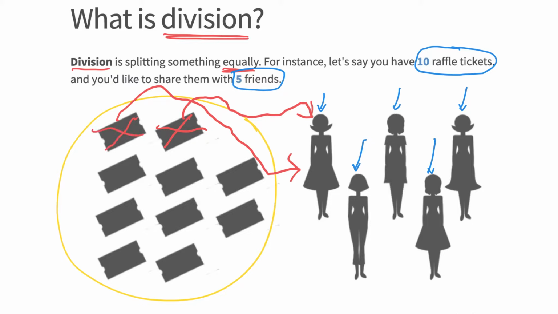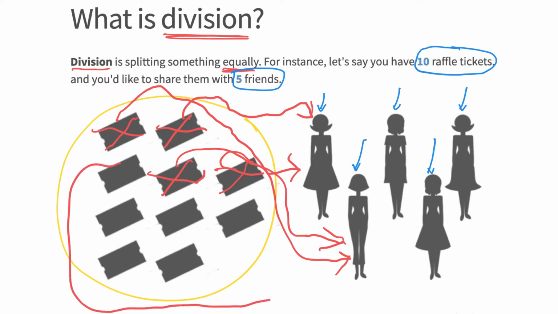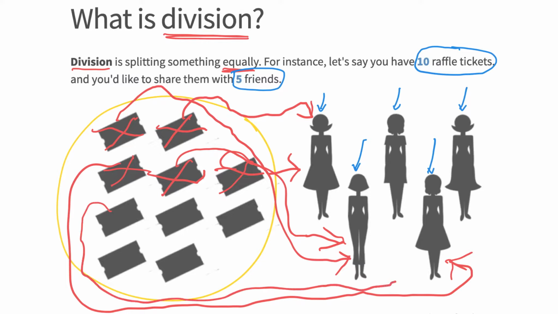Okay, so you gave that friend how many tickets? 2. Okay. What about the other friends? Good. The other friend is also going to get 2 tickets. We're going to see if that's enough for all 5 friends, right? Do you think we're going to have any left over? No. Why not? Because there's 10 raffle tickets and there's 5 people. So they can each get 2 because you could just do 2 times 5 equals 10. Excellent. Very good. 2, 2, 2.